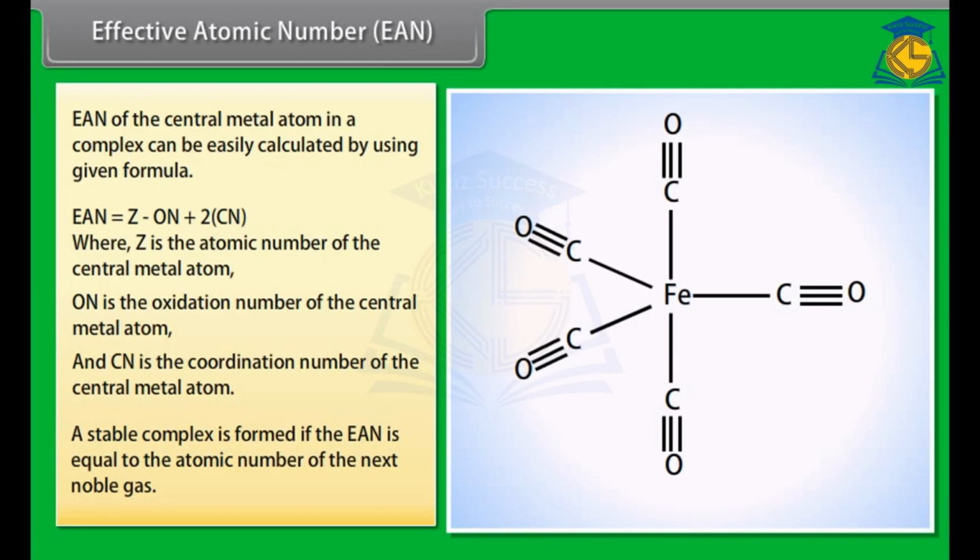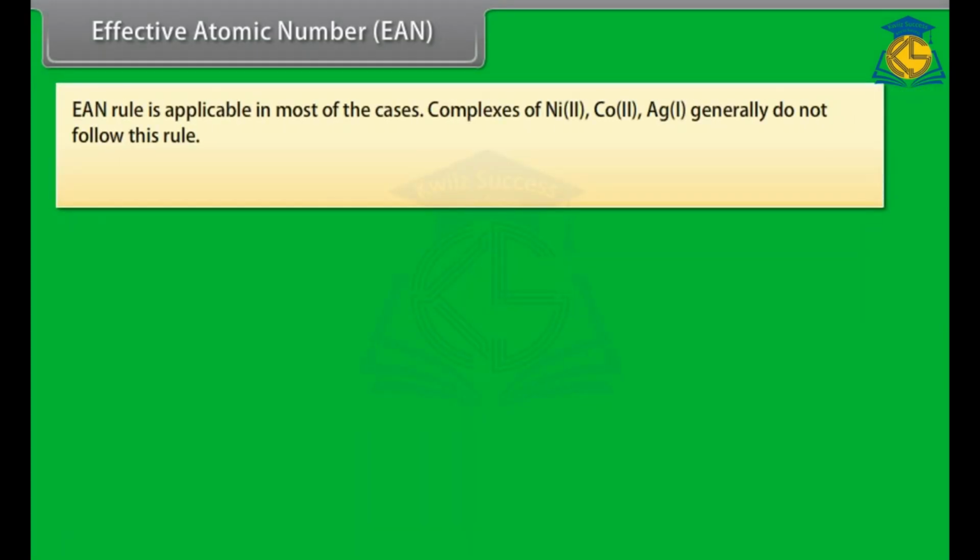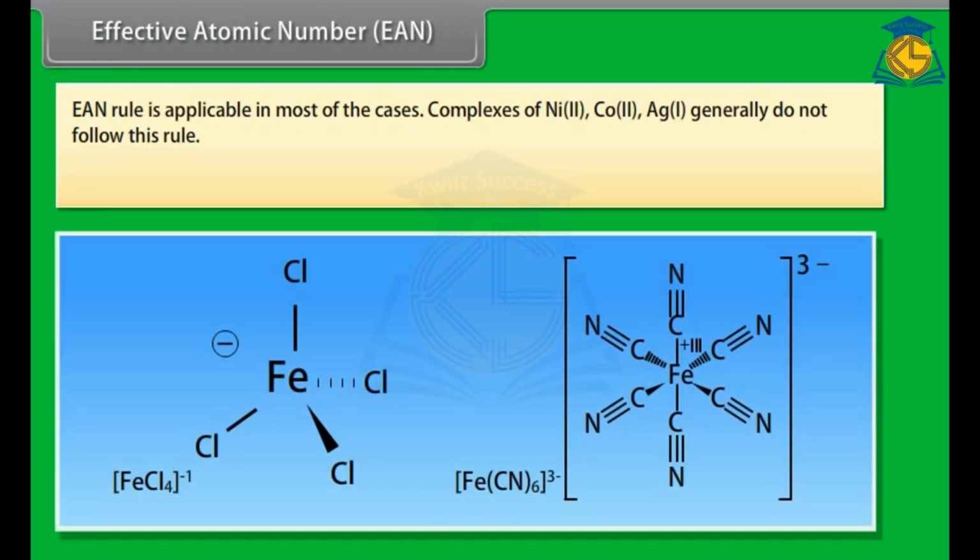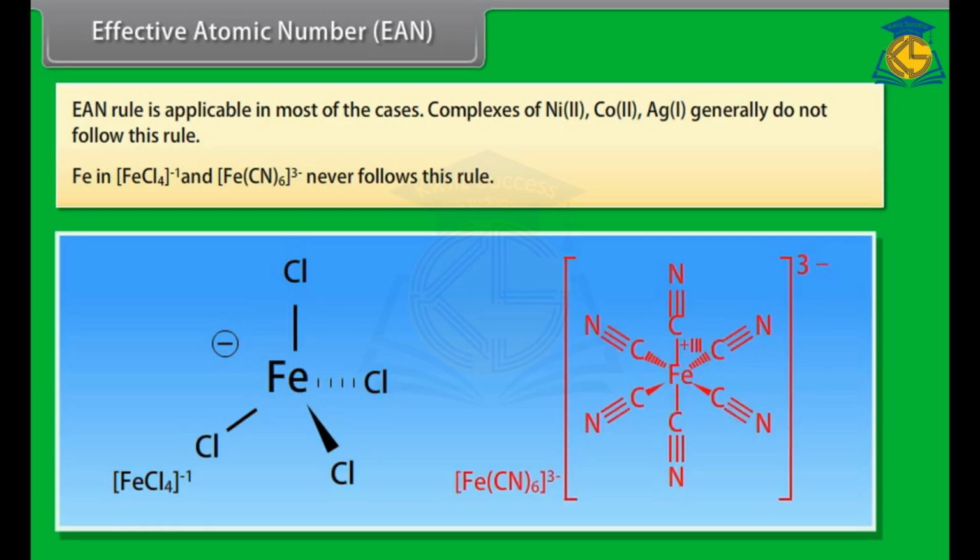For example, EAN of Fe(CO)5 is equal to 26 minus 0 plus 2 into 5 is equal to 36. EAN rule is applicable in most of the cases. Complexes of Ni2+, Cu2+, Ag1+ generally do not follow this rule. Fe in [FeCl4]- and [Fe(CN)6]3- never follows this rule.